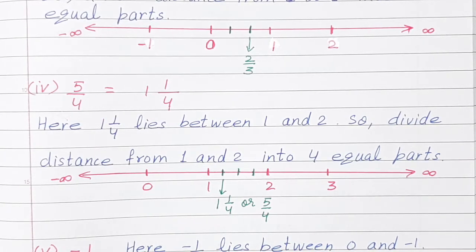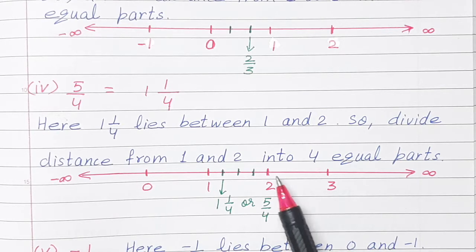Children, remember here, the distance between 0 to 1, 1 to 2 and 2 to 3 should be the same, right? Make sure you use a scale while drawing these number lines, and you can take at least 2 centimeter distance, right?